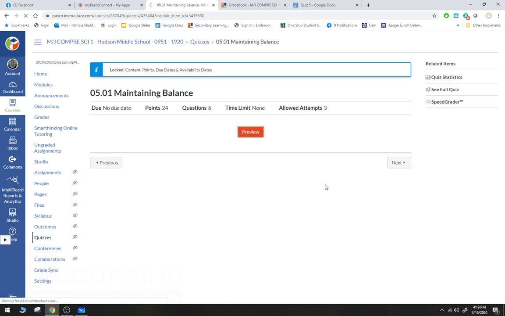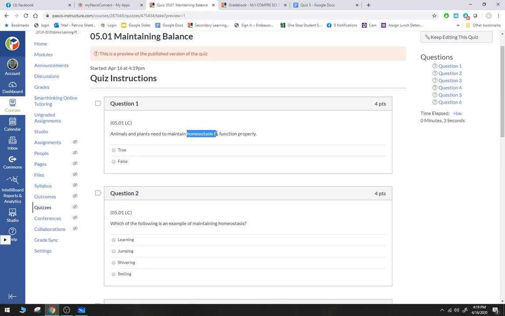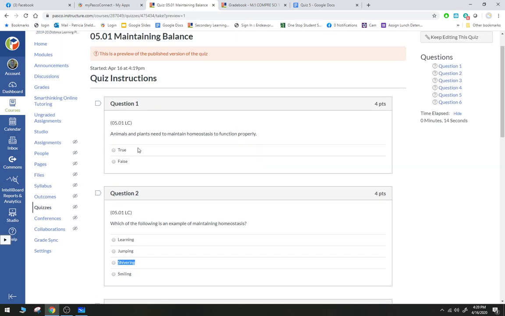And you would take your quiz. See, there's that word homeostasis. What's an example of maintaining homeostasis? It was shivering. And that's true.